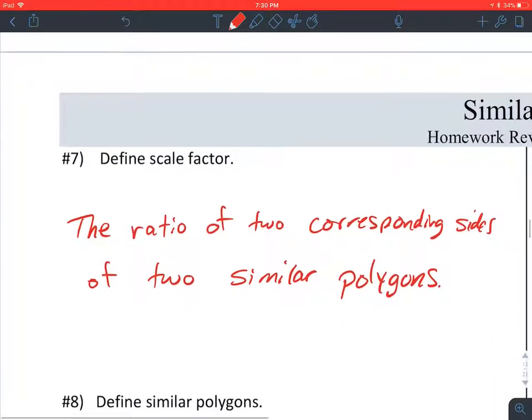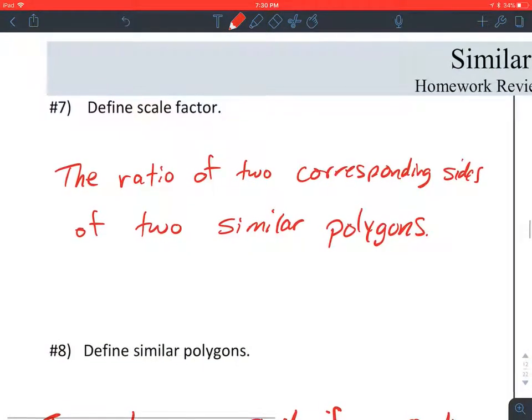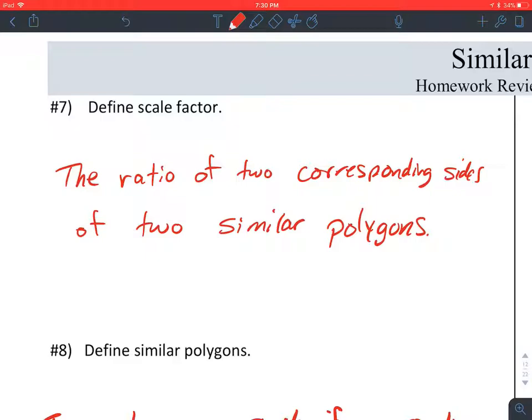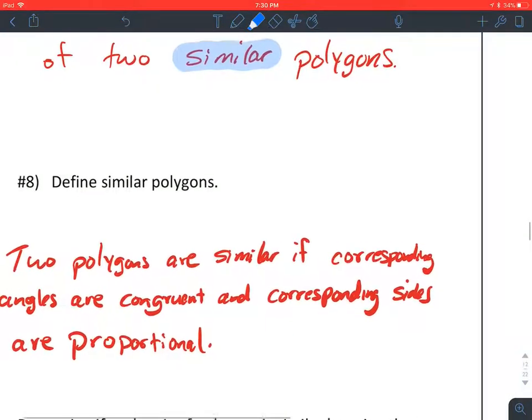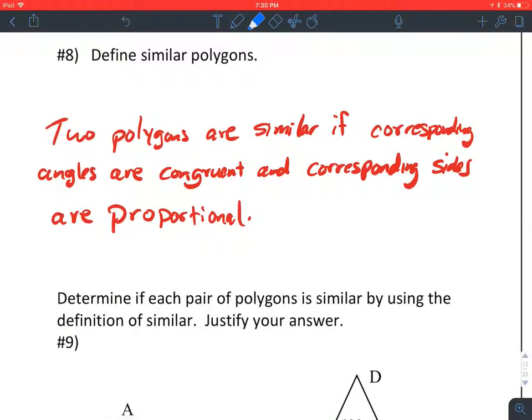Flip it. Another definition. Define scale factor. That's the ratio of two corresponding sides of two similar polygons. You have to include the word corresponding. You have to include the word similar. Define similar polygons. Two polygons are similar if the corresponding angles are congruent and corresponding sides are proportional.